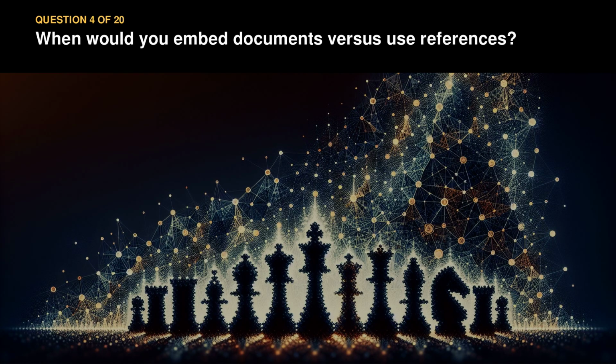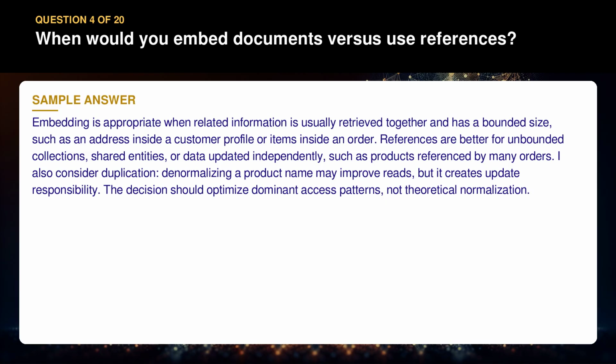Question 4. When would you embed documents versus use references? Embedding is appropriate when related information is usually retrieved together and has a bounded size, such as an address inside a customer profile or items inside an order. References are better for unbounded collections, shared entities, or data updated independently, such as products referenced by many orders. I also consider duplication. Denormalizing a product name may improve reads, but it creates update responsibility. The decision should optimize dominant access patterns, not theoretical normalization.